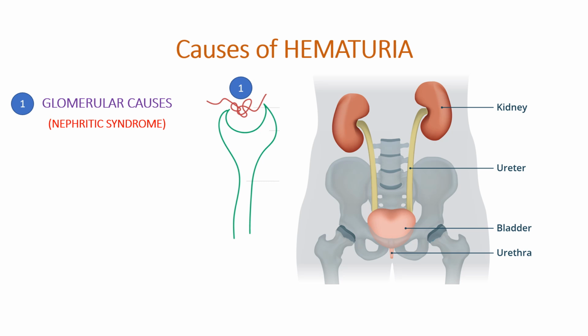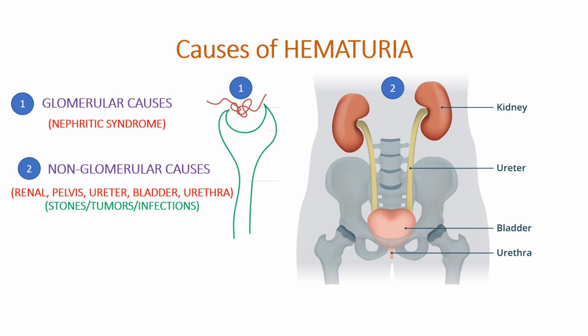causes is nephritic syndrome. But apart from glomerular causes, there are also non-glomerular causes because the urinary tract itself is big. For example, you have kidney, ureter, bladder, urethra, etc. So there are non-glomerular causes as well, which happen at the renal pelvis, ureter, bladder, and urethra. Let's say someone has kidney stones or pelvis stones or ureter stones, or they have tumors in the bladder, tumors in the urethra, or any injury to the urethra, any infection, everything will cause some kind of RBCs in the urine, and that is called non-glomerular hematuria.